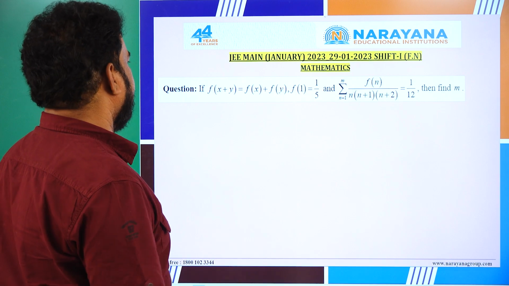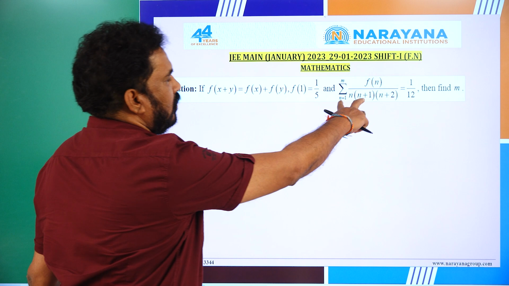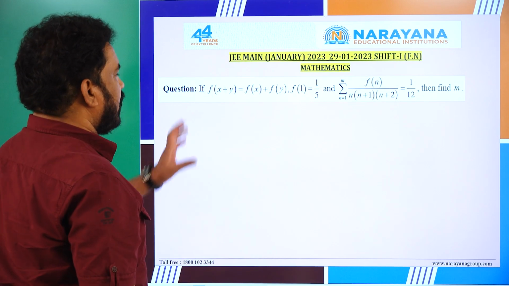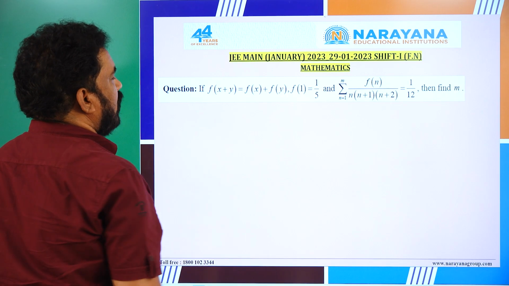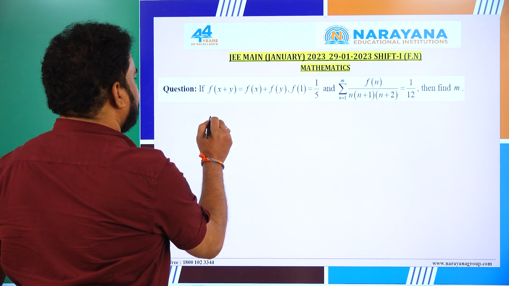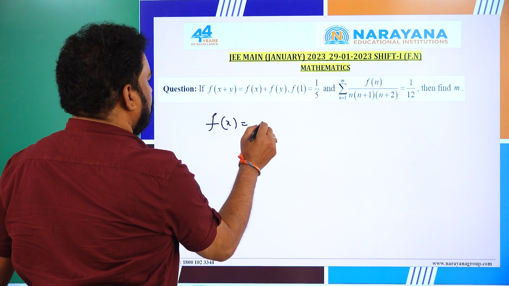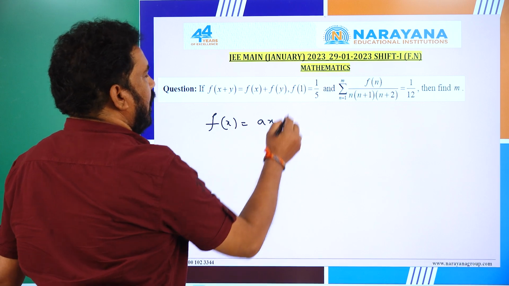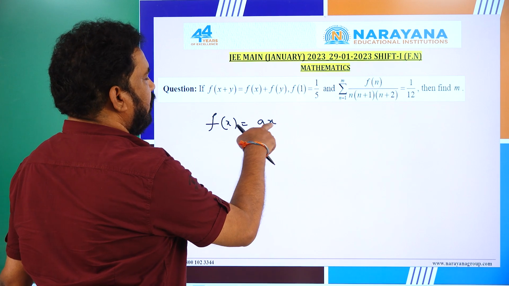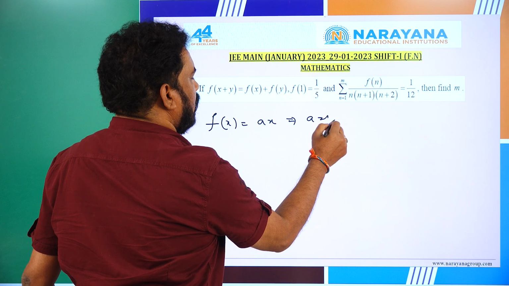This question gives a functional equation and asks to find a summation. The given functional equation is a standard one, f(x+y) = f(x) + f(y), so f(x) can be ax. As f(1) = 1/5 is given, a = 1/5.